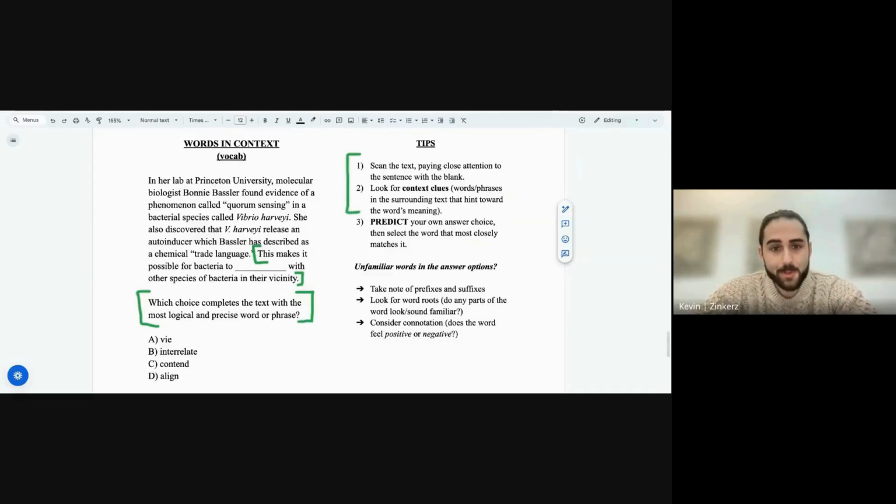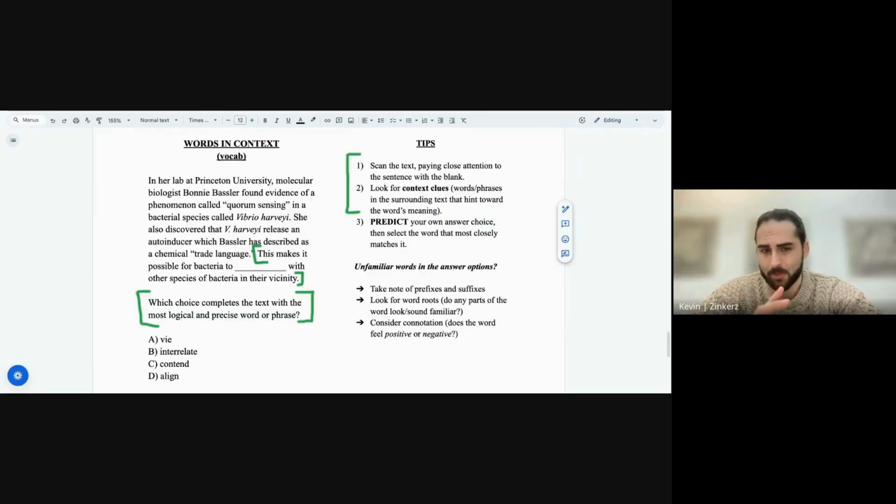In her lab at Princeton University, molecular biologist Bonnie Bassler found evidence of a phenomenon called quorum sensing in a bacterial species called Vibrio harveyi. She also discovered that V. harveyi release an autoinducer, which Bassler has described as a chemical trade language. Here's our most important sentence. This makes it possible for bacteria to blank with other species of bacteria in their vicinity.